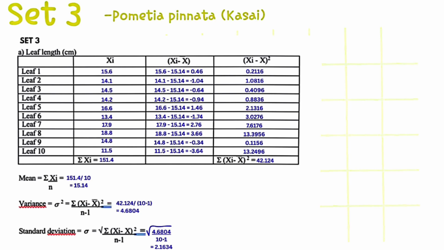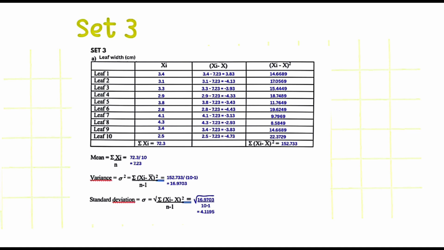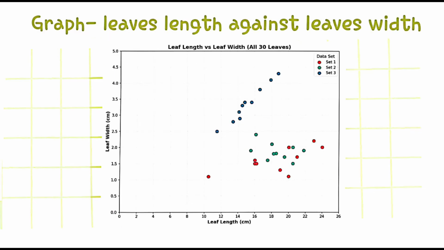Moving on to set 3, the mean of leaf length is 15.14 cm, variance of 4.6804 cm and standard deviation of 2.1634 cm. Next for leaf width of set 3, the mean is 7.23 cm, variance is 16.9703 cm and standard deviation is 4.1195 cm.